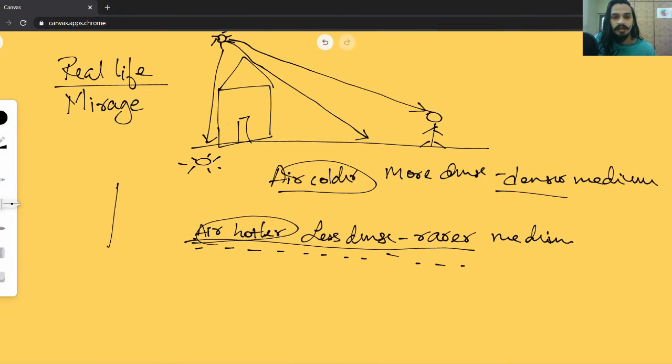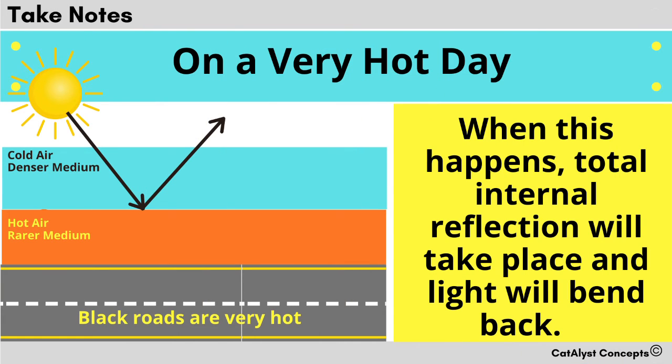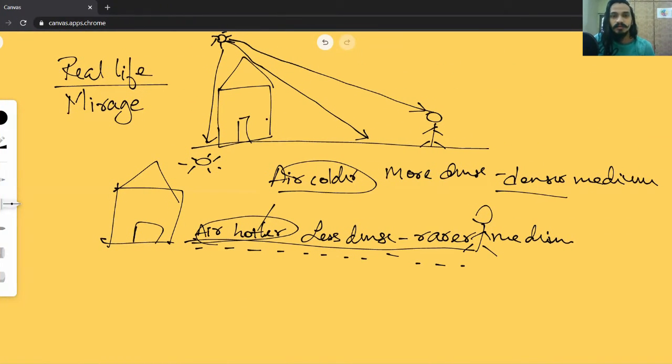So in the same situation as before, if there is a house and the sun and a person standing there somewhere, let me just draw him here. Now you will see that this person is somewhere at the boundary of two different media, one dense and one rare. And we know that whenever light is going through the dense medium, that is where total internal reflection will happen. So this would be the original case, number one, on a normal day.